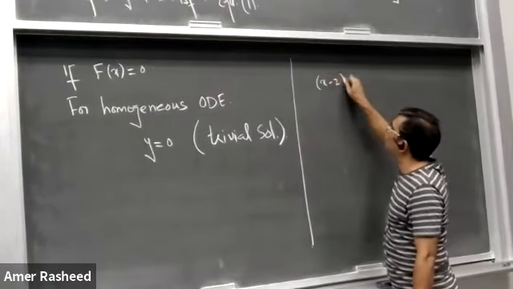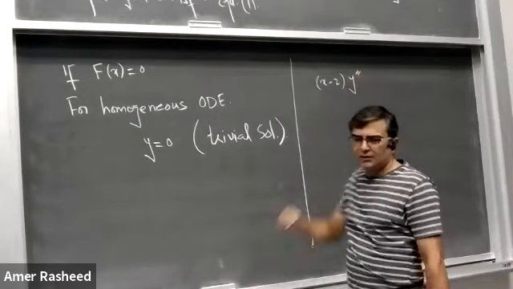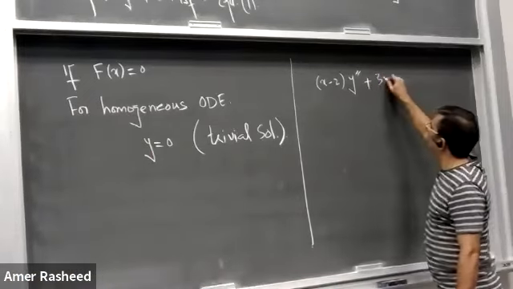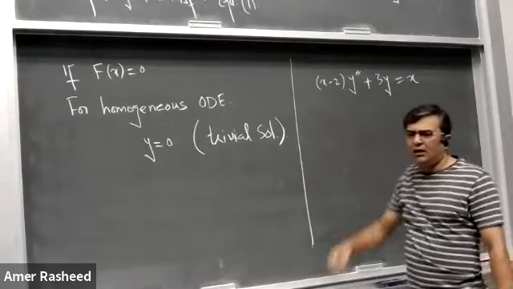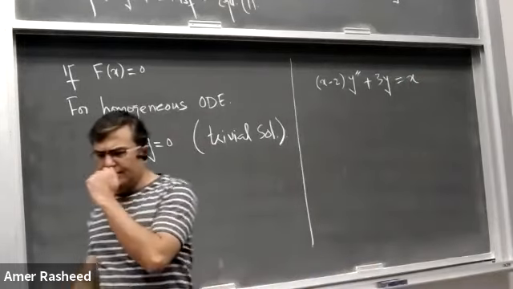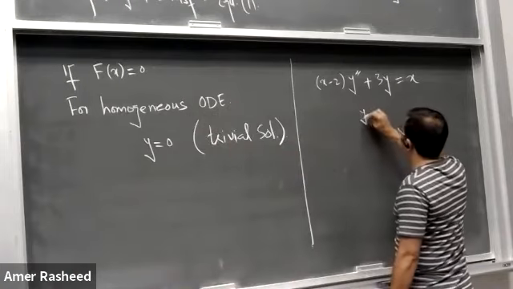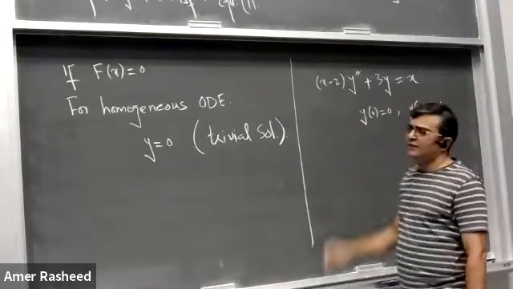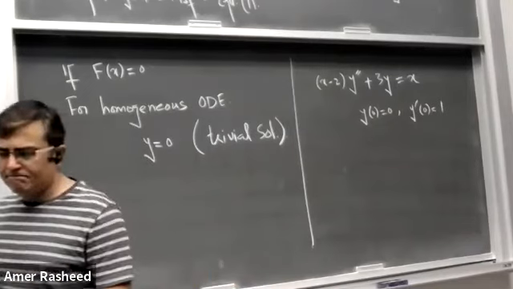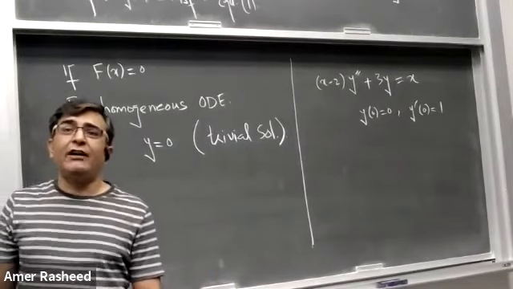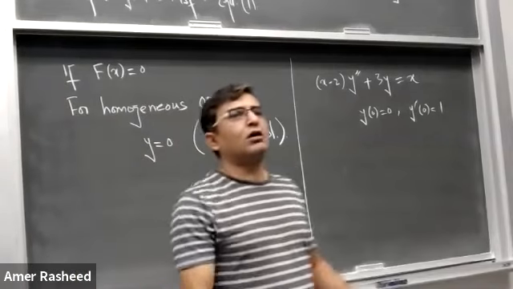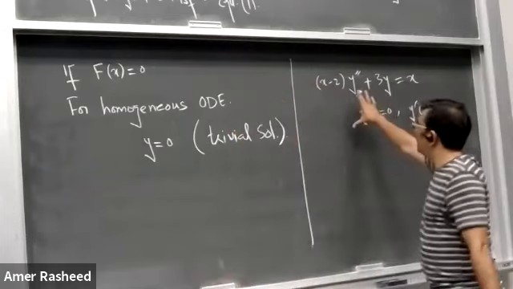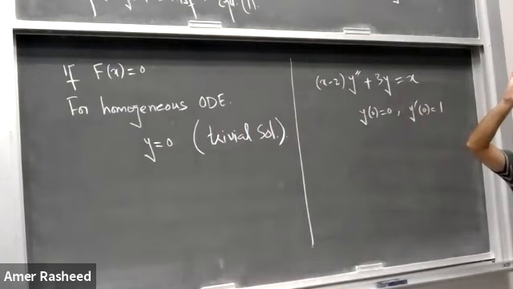maybe (x minus 2) y double dash plus 3y is equal to x, along with the initial conditions y of 0 is equal to 0, and y dash of 0 is equal to 1. Now, for this differential equation, for what value of x, or you can say for what interval, does this initial value problem have a unique solution.